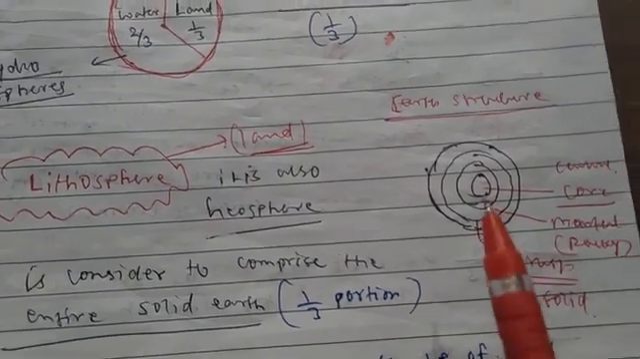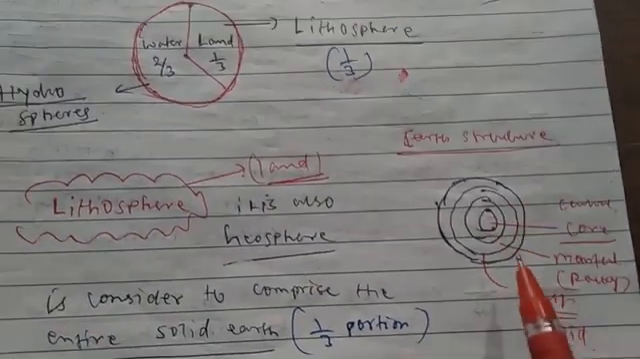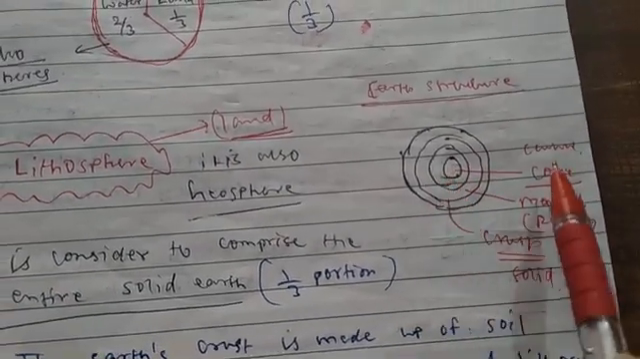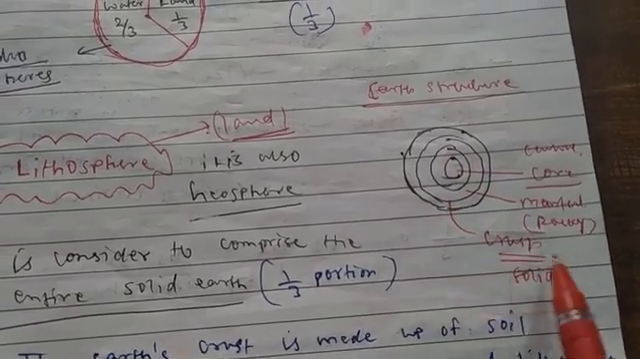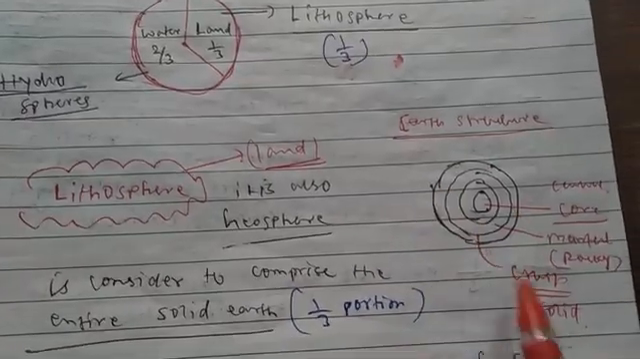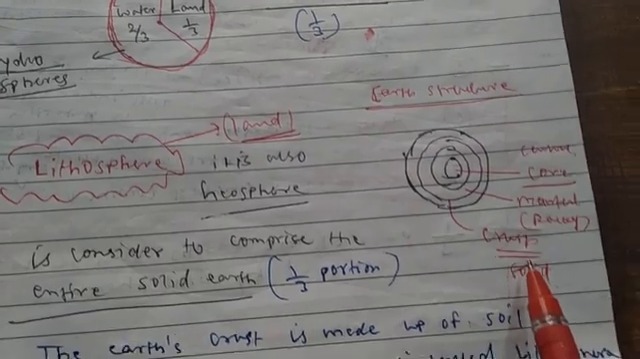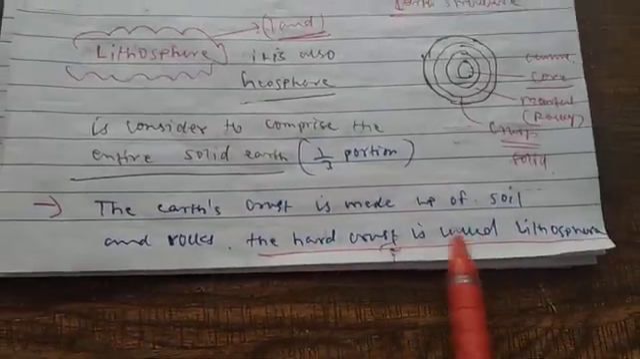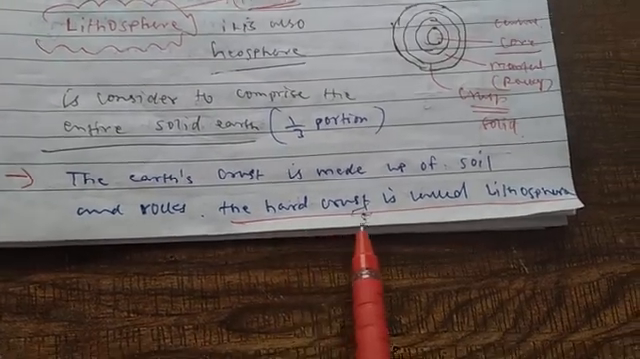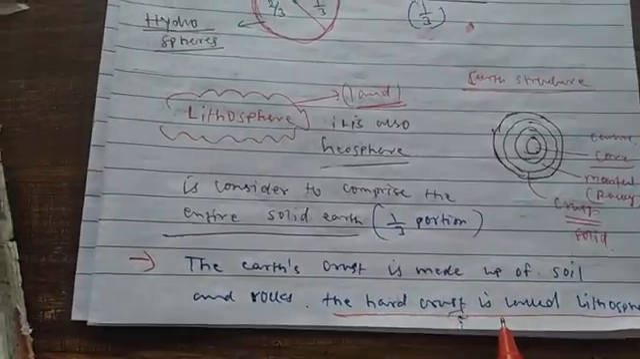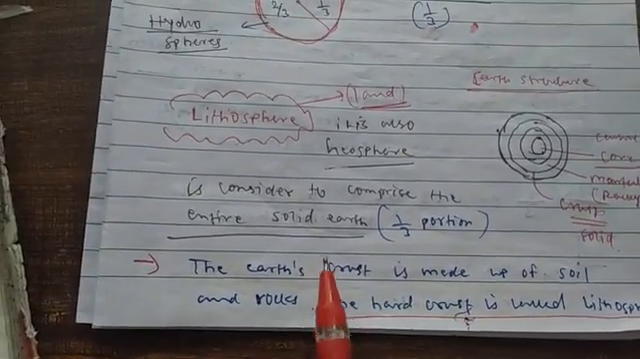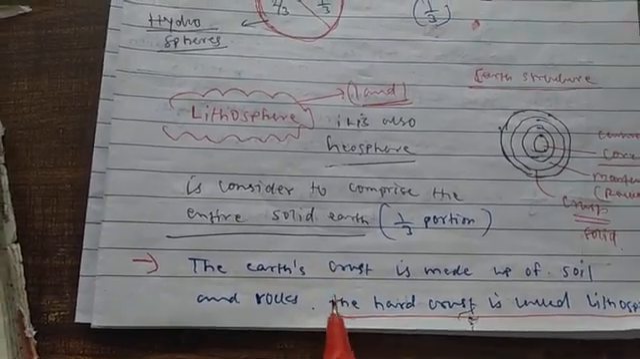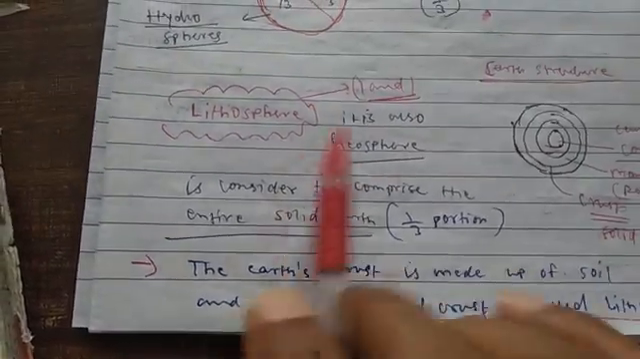You have already studied that the earth is one of the planets. In the structure of the earth, at the center is the core, after that the middle portion is the mantle, and the outer portion is the crust. The earth's crust is made up of soil and rocks. The hard crust is called the lithosphere. Lithosphere means the solid land, and it is the 1/3 portion of the earth.